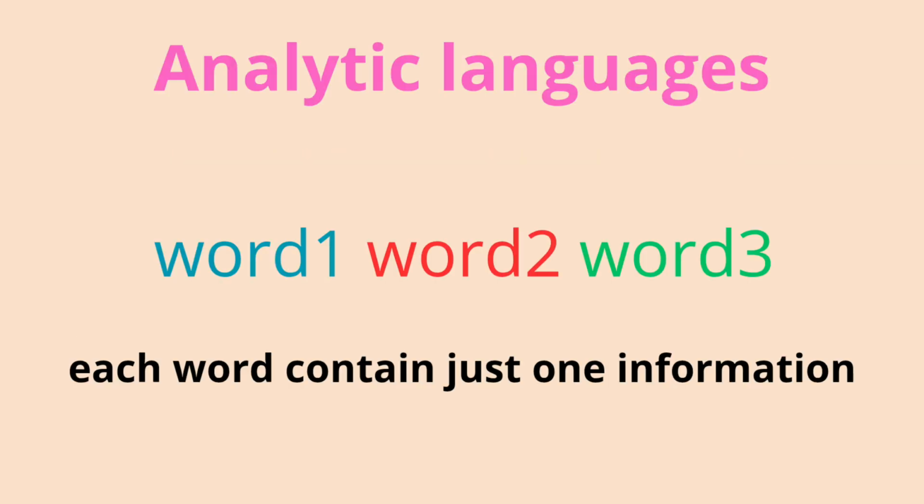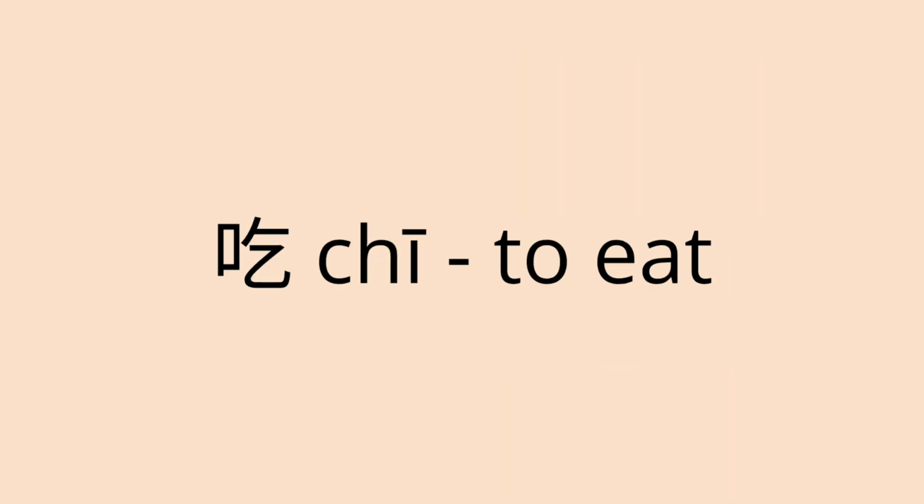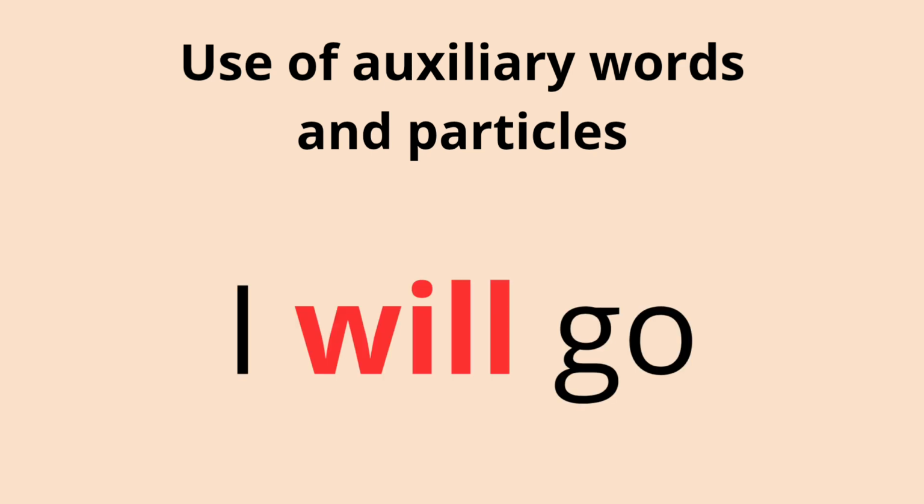An analytic language expresses grammatical relationships using separate words rather than by modifying the words themselves. In these languages, words don't change form based on tense, person, gender, etc. For example, in Chinese, the verb for eat is always 吃, no matter who's doing the eating or when. Tense, aspect, negation, and so on are shown using auxiliary words or particles. Like in English, I will go, will is the future auxiliary.